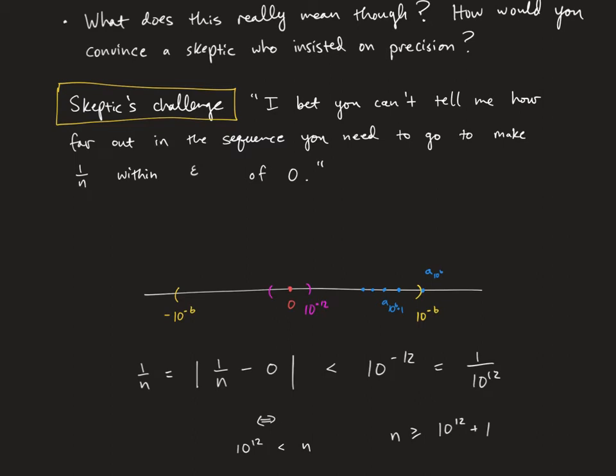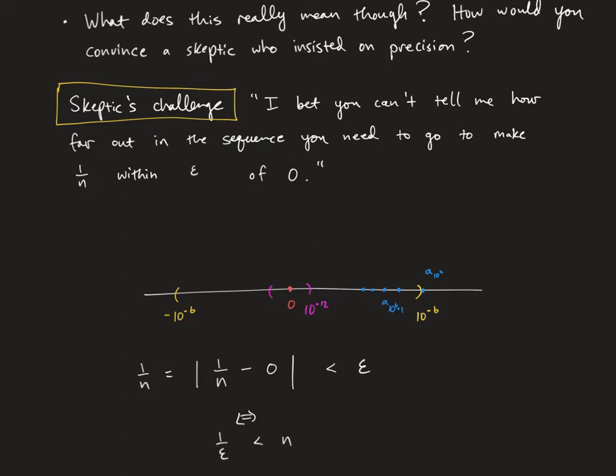Because what you would want is for 1 over n minus 0 to be less than whatever the challenge issued by the skeptic is, and that would be me, and then you can respond to that challenge, because all you have to do to make 1 over n less than epsilon is make n bigger than 1 over epsilon.